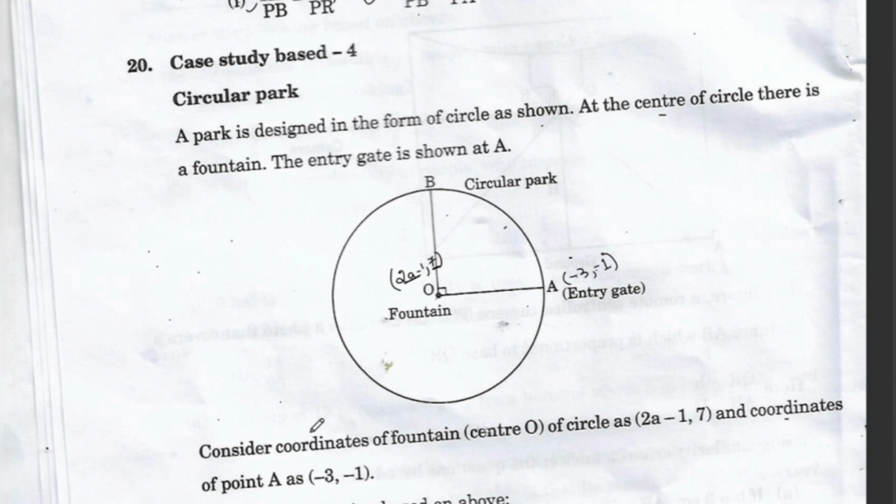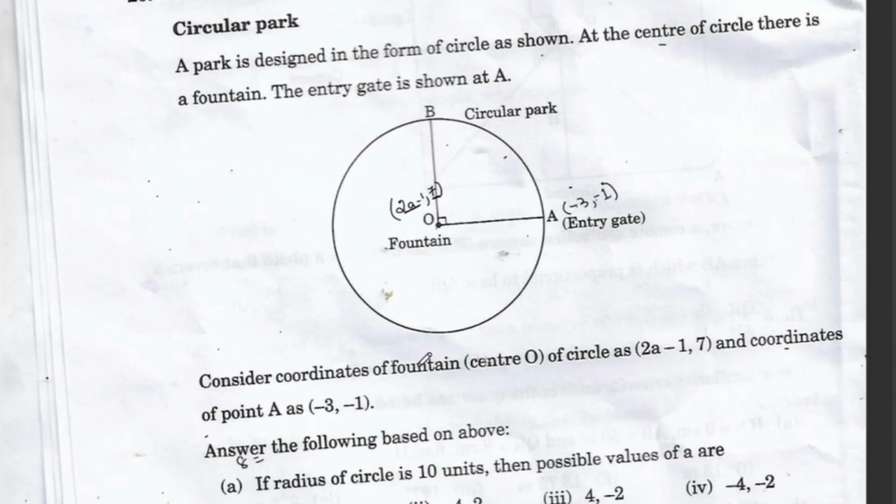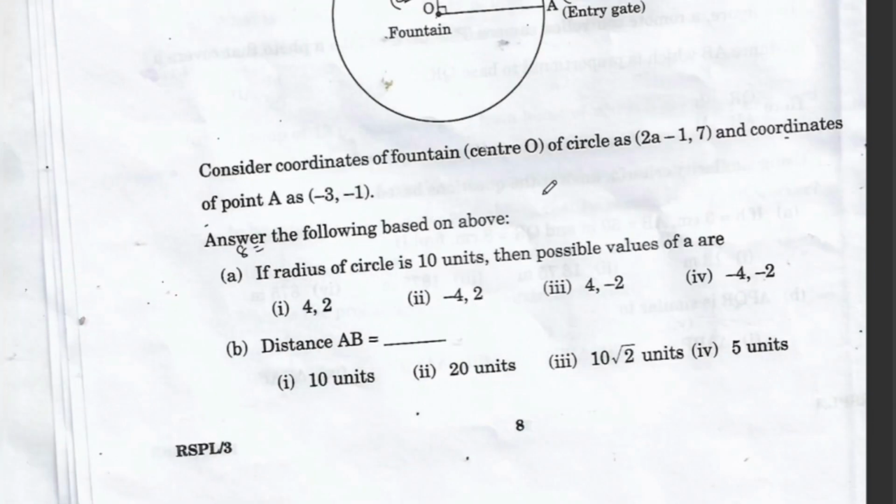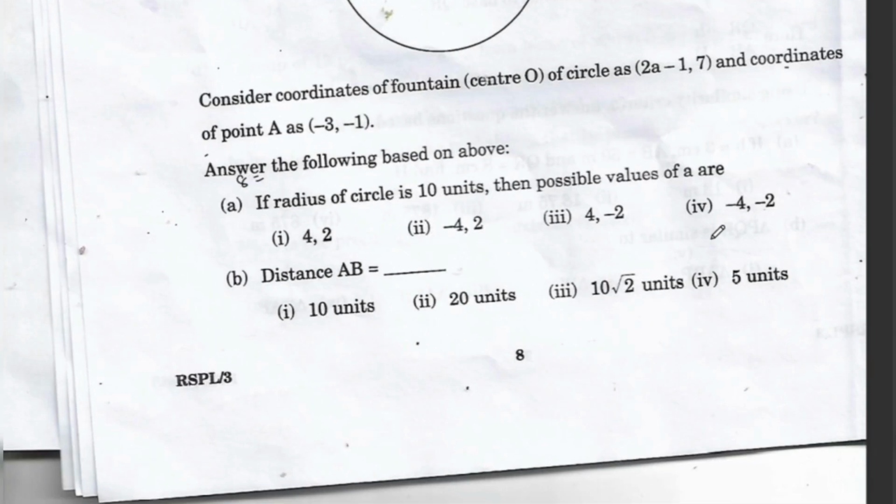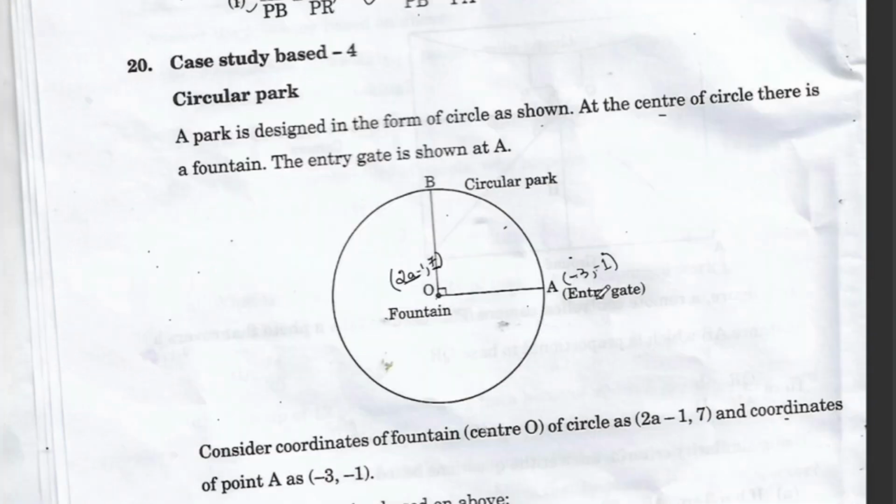The question is: consider the coordinates of fountain center O, which I have already written here, as (2a minus 1, 7), and the coordinates of point A, the entry gate, as (minus 3, minus 1). Answer the following based on the above. If the radius of the circle is 10 units, then possible values of a are?